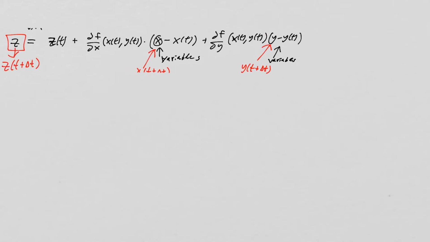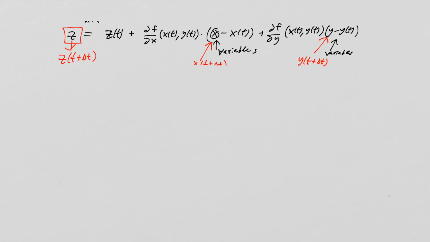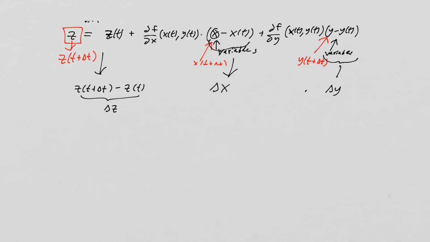I'm going to go to the next page, like this. All right, and now what I'm going to do is rewrite this. I'm going to call z of t plus delta t minus z, we know we can call that delta z. And this expression is clearly going to be delta x, and that expression is going to be delta y.